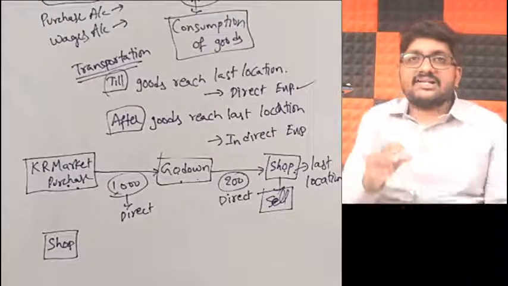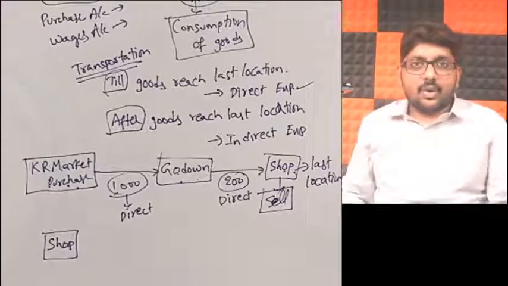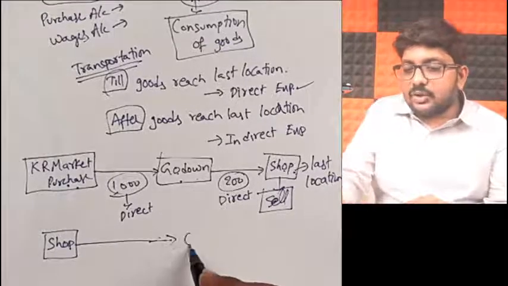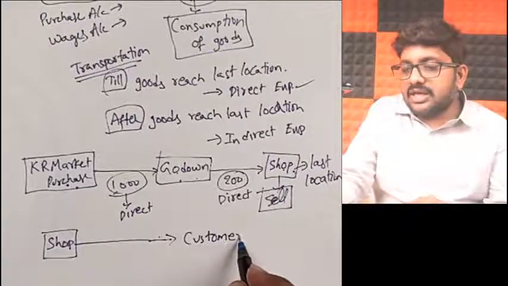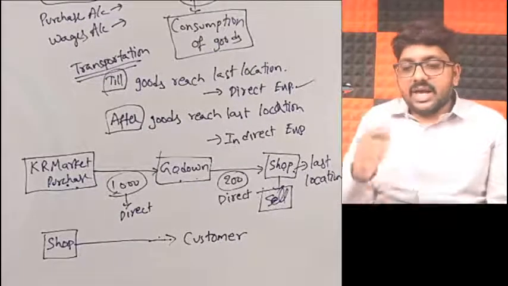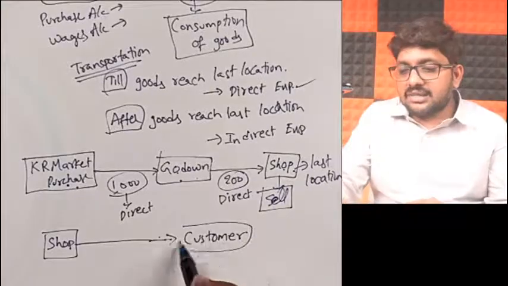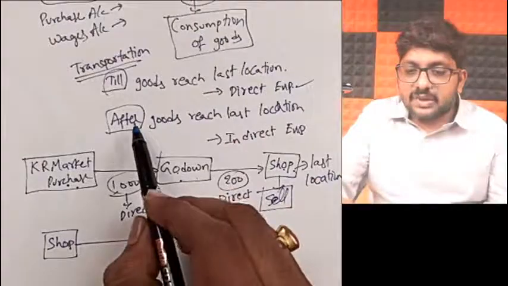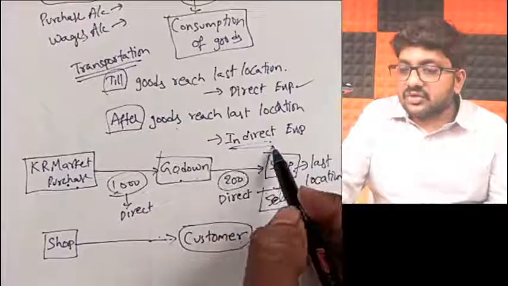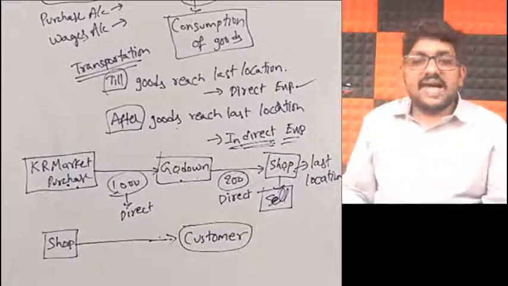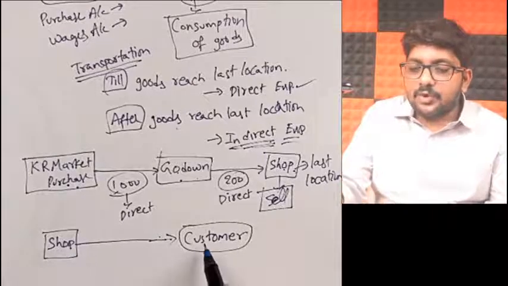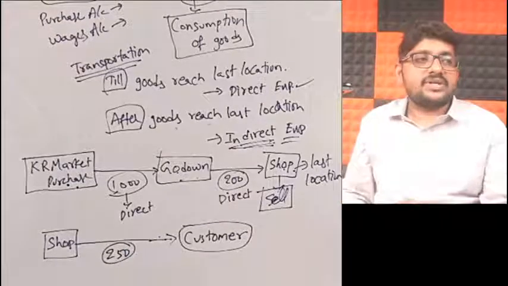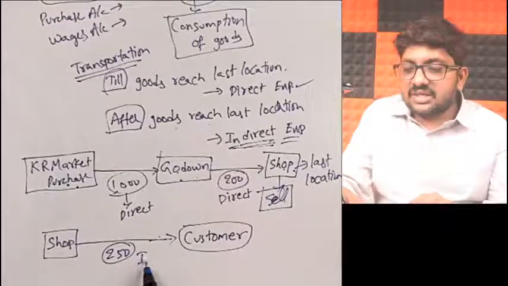Now a customer came and said, sir, please deliver it to my home. So from the shop you are delivering it to the customer, out of your own money you are spending. What is your last location? Shop. After the goods reach the last location, whatever you spend for transportation becomes our indirect expense. For example, from the shop to deliver it to the customer, you have spent 250 rupees.